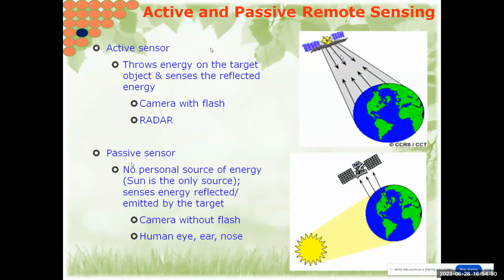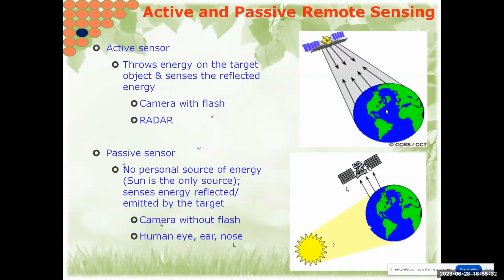The second one is passive sensors, meaning they have no personal source of energy, they depend on another source of energy. So passive sensors work only in the daytime instead of the night time, because in the daytime the source of energy is the sun, and the sun releases energy towards the earth surface, and then the earth surface reflects the energy towards the atmosphere and it is captured by the satellites. For example, our human eyes, ears, and nose, and the camera without flash. So these are some active and passive sensors.